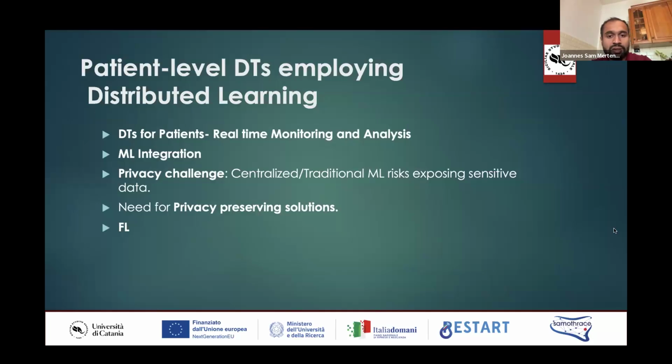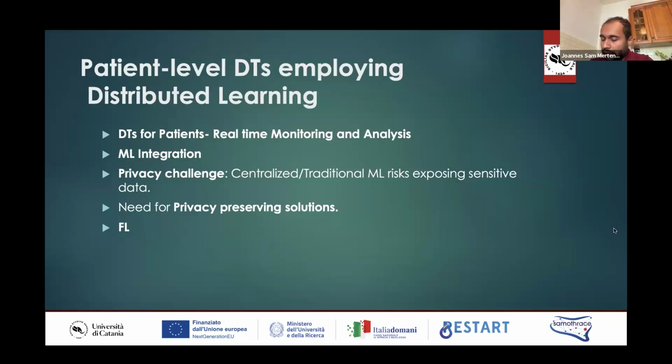So, whether it is centralized or distributed. The traditional case was the centralized one, meaning that all the digital twins or all the devices send the data to a centralized server where the models are getting trained. But the important issue with that is the privacy issue, because health data is very important and sensitive, and you cannot be sending it to different servers or unsecured servers. So there is a need for privacy preserving solutions.